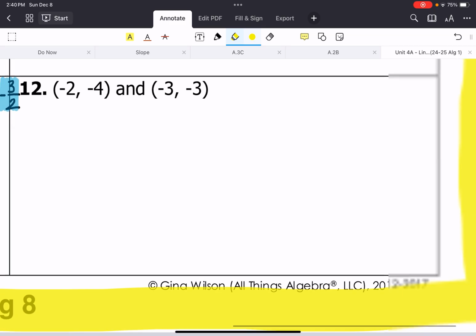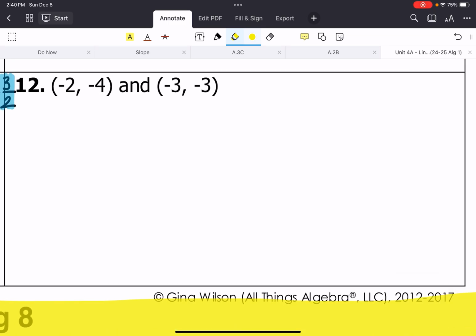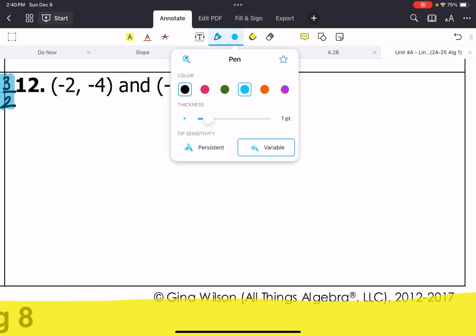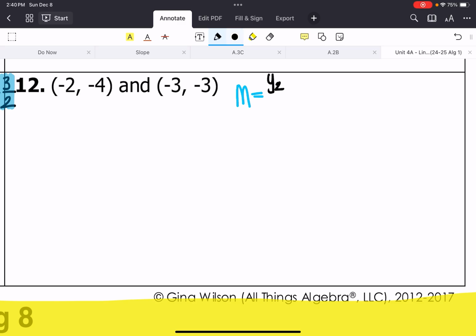Okay, same thing for number 12. You're given those two ordered pairs, so we first have to identify our slope. And one way of identifying it is using y2 minus y1 divided by x2 minus x1. Remember, when numbering your ordered pairs, they have to have the same number. 1 with 1 and 2 with 2.